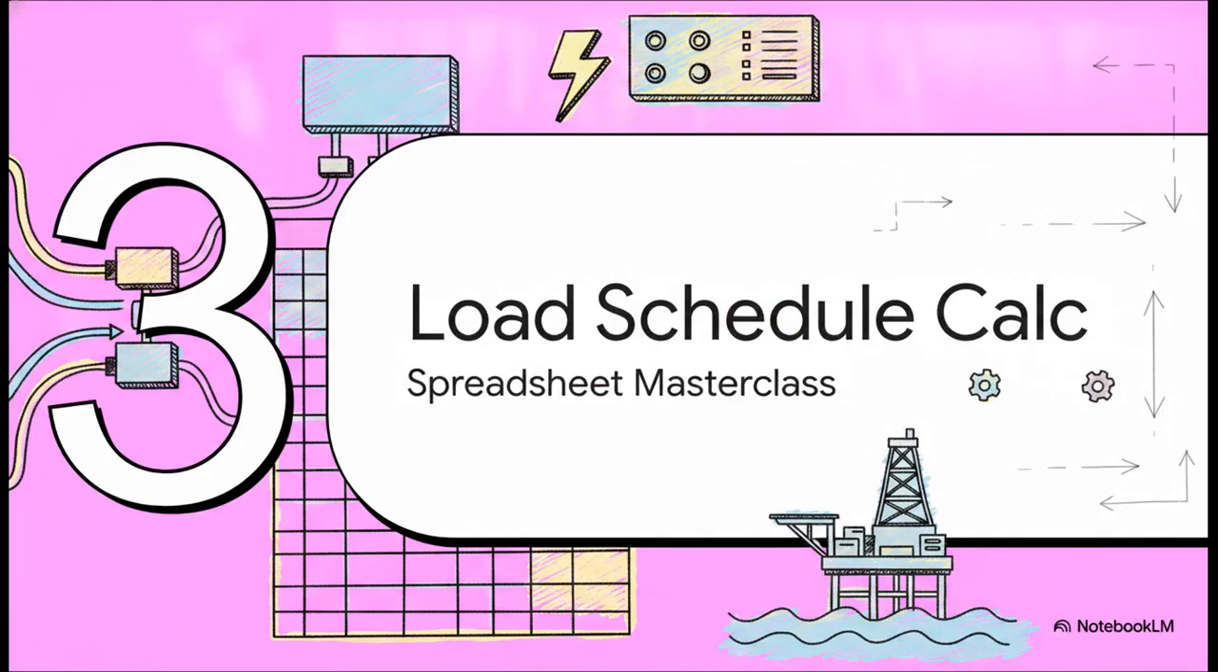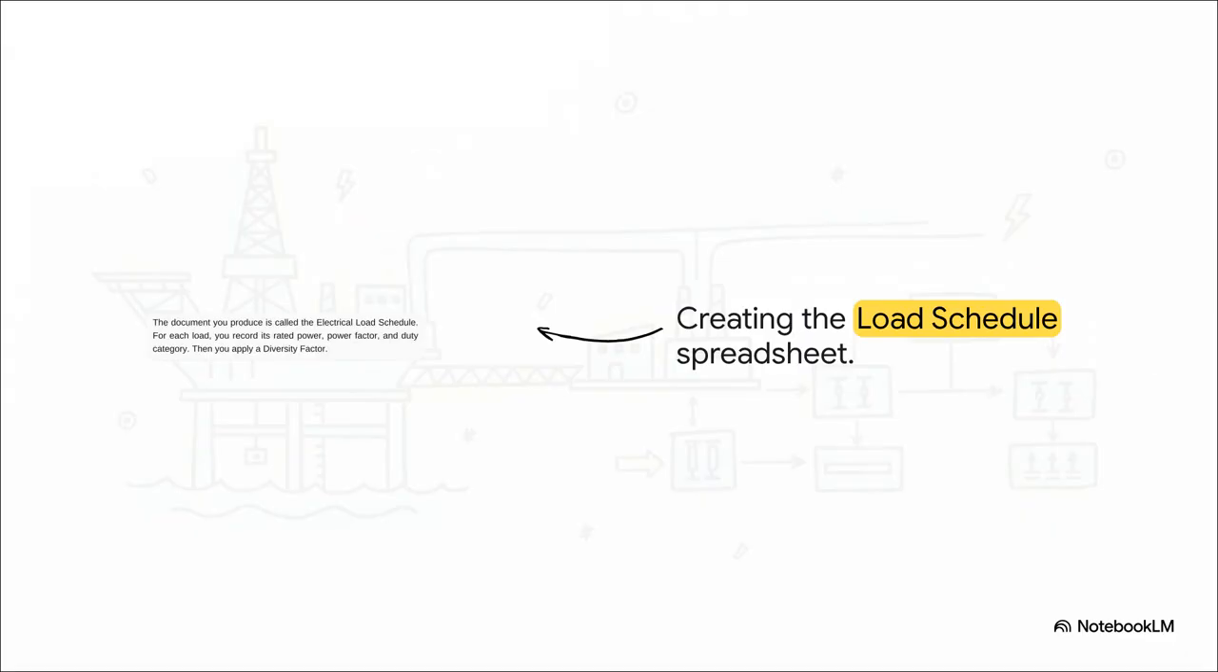Which brings us to our main focus today, section 3, core load schedule calculation, the spreadsheet masterclass. All right, this is where the magic happens. Let's look at how all this data builds into the ultimate document for engineers, the electrical load schedule. Basically, for every single load on the platform, you record its rated power, its power factor, and its duty category. But wait, you don't just add those raw numbers up.